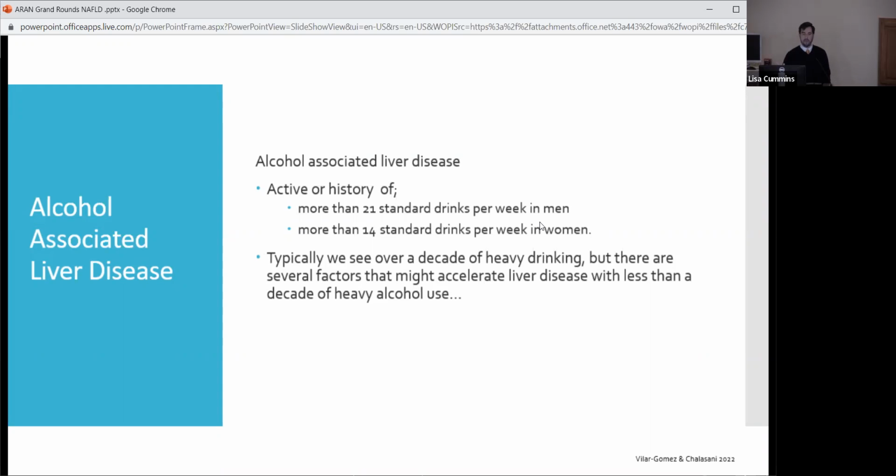So for women, we're talking about 14 or more. For men, we're talking about 45 to 60 grams kind of is alcohol-associated liver disease. And we typically see this over a long period of time, right?